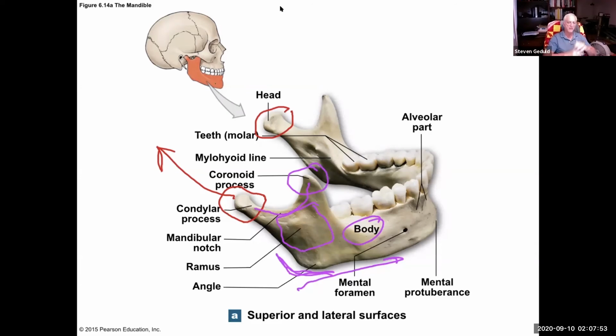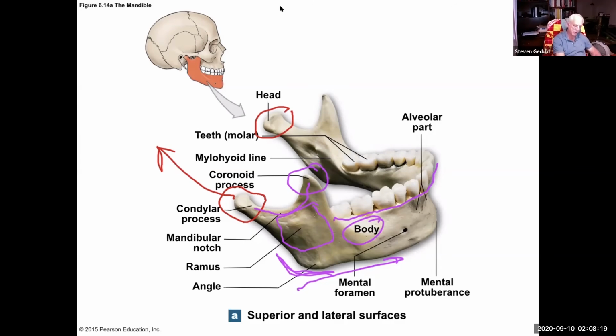Okay, so we've got the coronoid process, the mandibular notch, and the condylar process. You've got the ramus, you've got the angle, and you've got the body. The body of the mandible holds the alveolar processes. That's what all these teeth fit into. Those are alveolar processes. That's the body of the mandible.